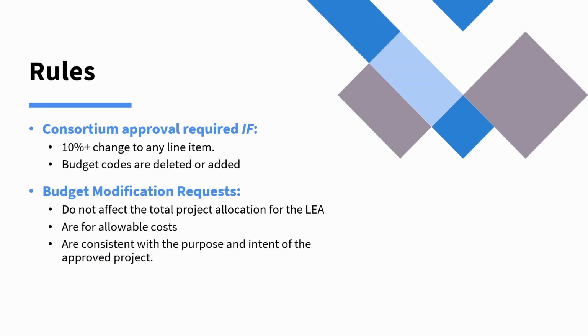And of course, budget modification requests are not allowed to change the overall project allocation for the LEA. All the costs still have to be allowable as required by the grant, and all your new expenses have to be consistent with the purpose and intent of the project that was approved. This was competitive, it was reviewed, so your budget modifications can't materially impact what you are doing.